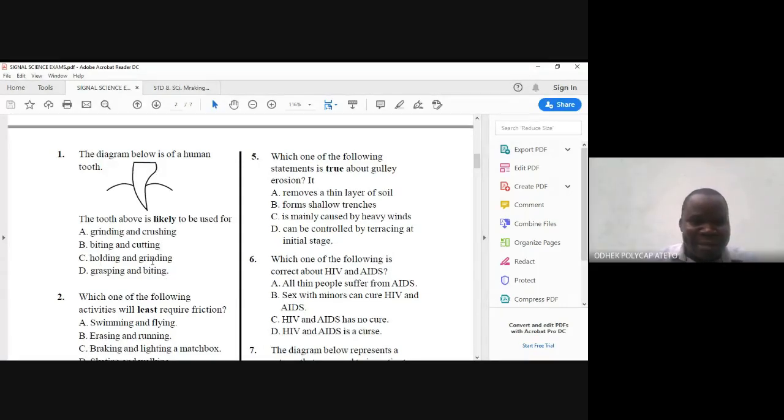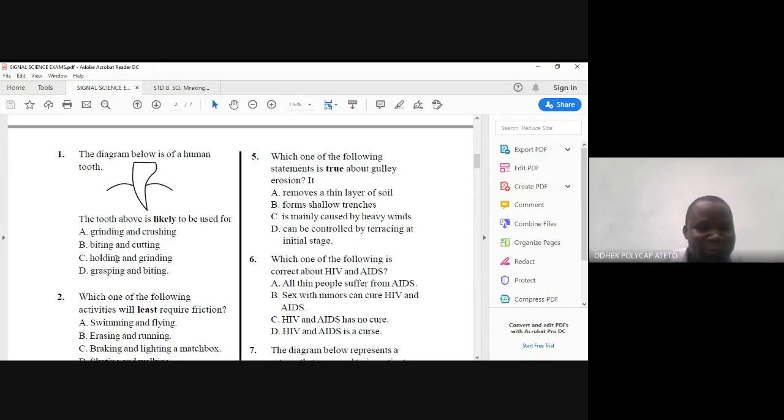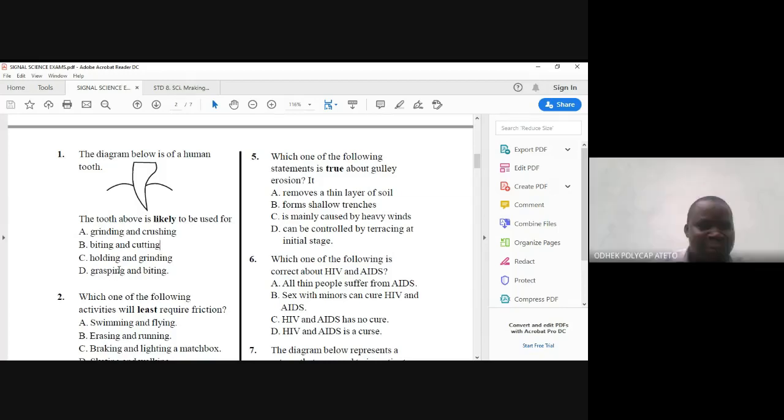We are here: holding and grinding. Which one is used for holding? That is canine, and grinding is done by premolars and molars. Holding is the same thing as gripping, because they will only use the canines to hold.